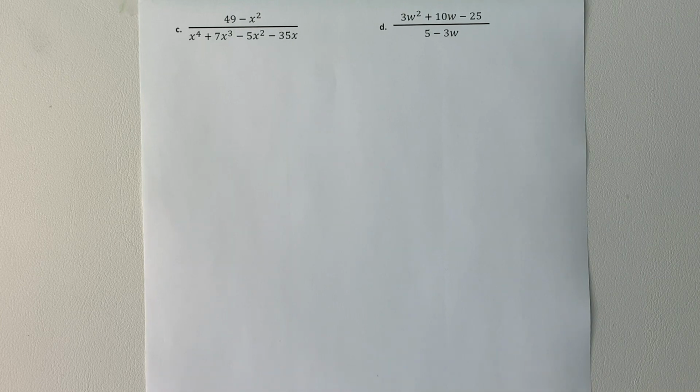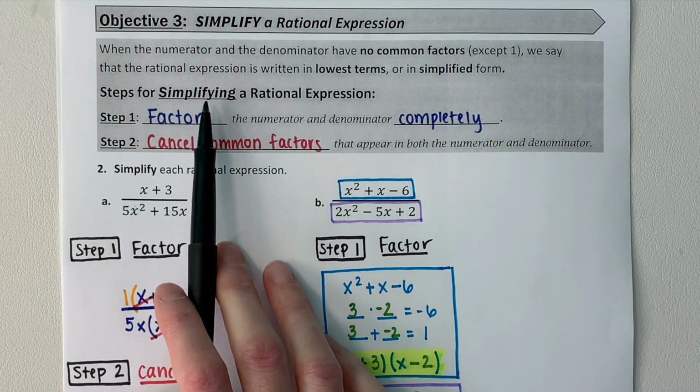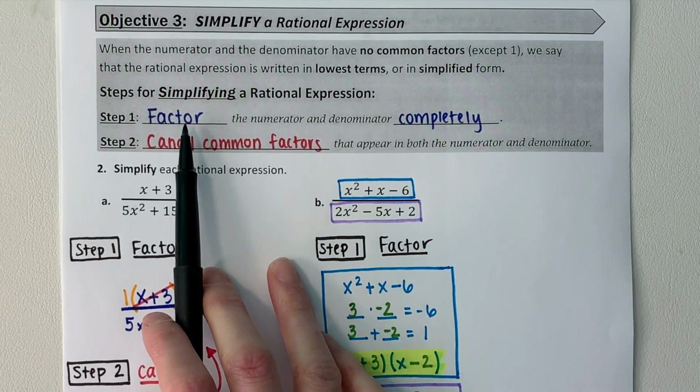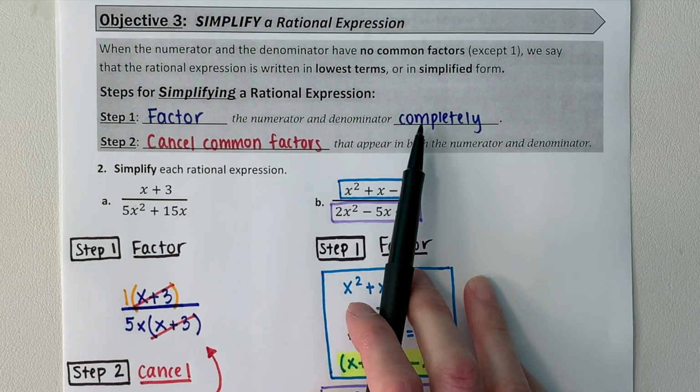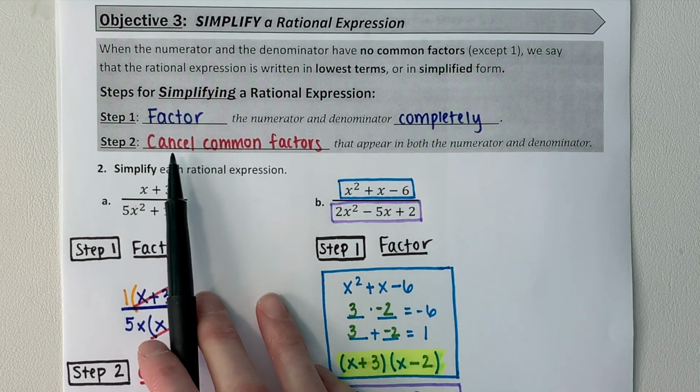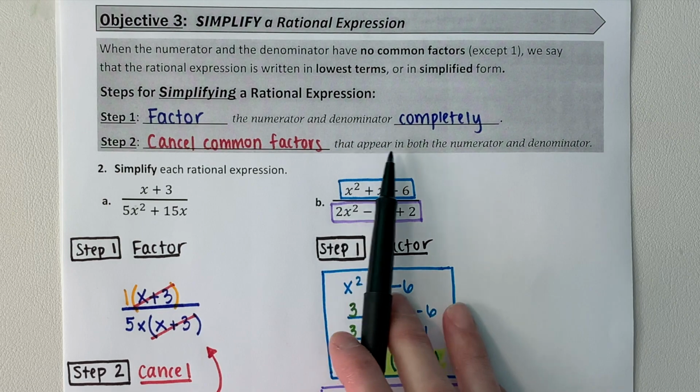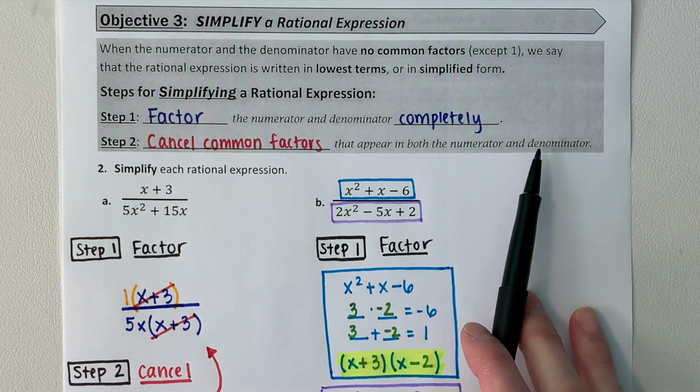Let's look back at the steps for simplifying a rational expression. When you're asked to simplify a rational expression, step 1, factor the numerator and denominator completely, and step 2, cancel common factors that appear in both the numerator and the denominator.